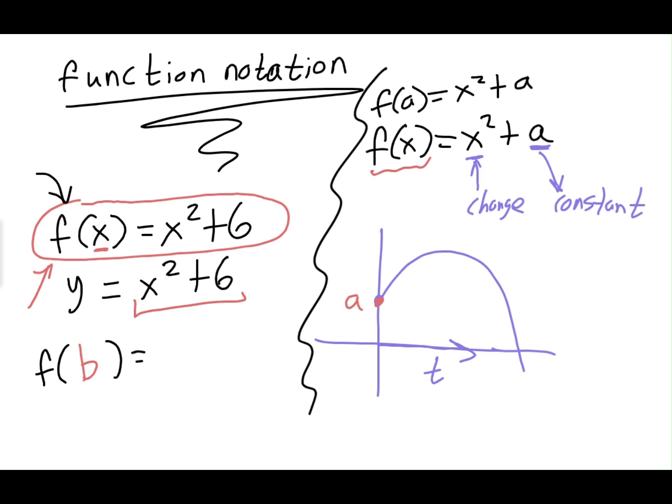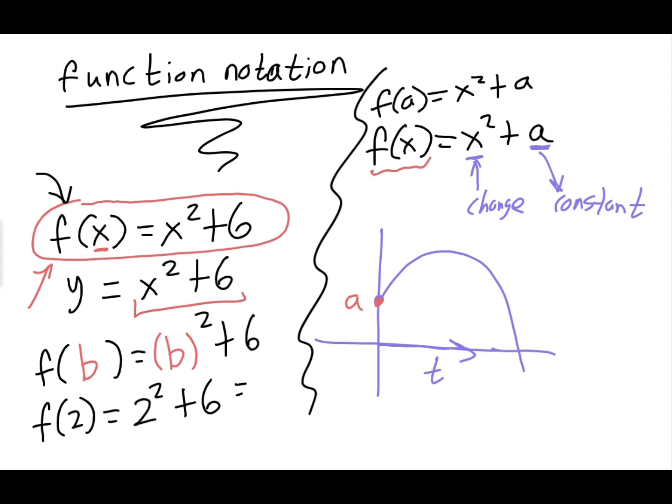Well, f of b would just be replace x with b. So we'd have this x squared plus 6. I like to write it like this, parenthesis first, just to show that anywhere you see an x, you throw in a b. So that is what function notation looks like. I could also say, well, what's f of 2? Well, that's just going to replace x with 2. That'd be 2 squared plus 6. Well, we know order of operations, so 2 squared is 4 plus 6 is 10. That is f of 2.